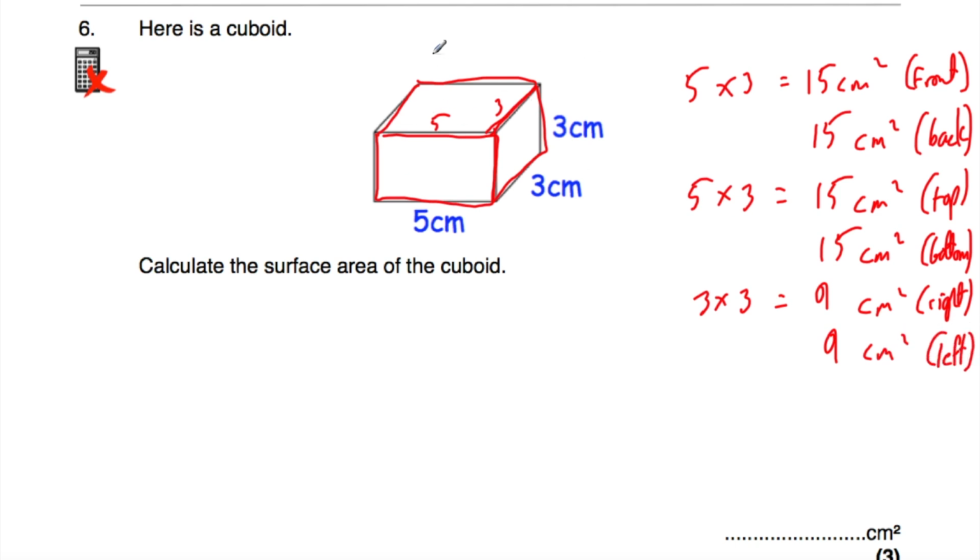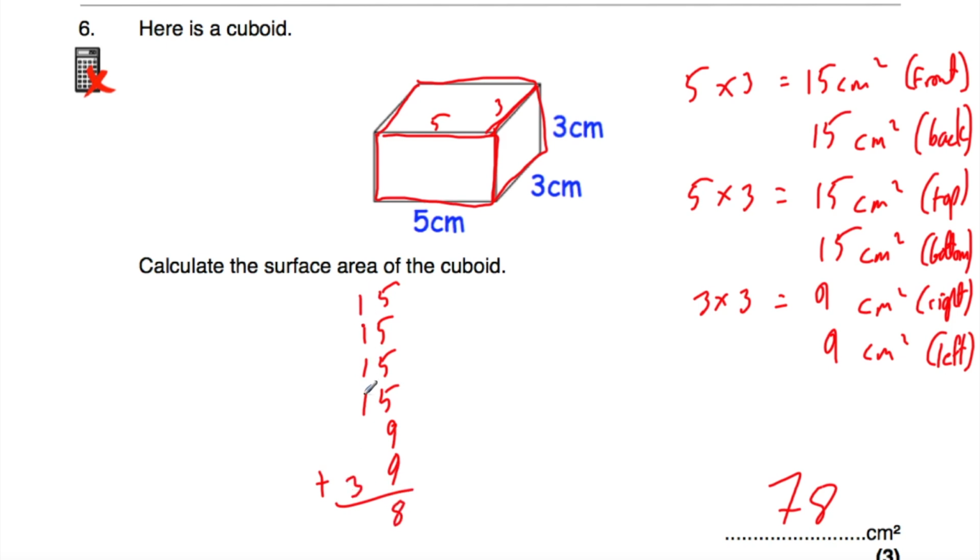So if we want to find the total surface area of this cuboid, we just need to do 15 plus 15 plus 15 plus 15, that's 60, plus 9 is 69, plus 9 is 78, so that's 78 centimeters squared. We could line them up here as 15, 15, 15, 15, 9 and 9 and add them up. 5 plus 5 plus 5 plus 5 is 20, plus 9 is 29, plus 9 is 38, put an 8 down and carry a 3.